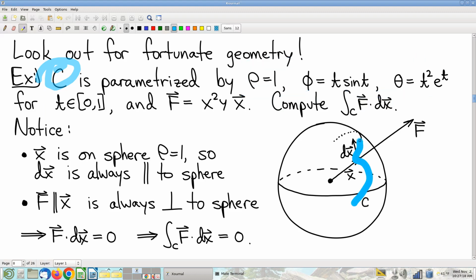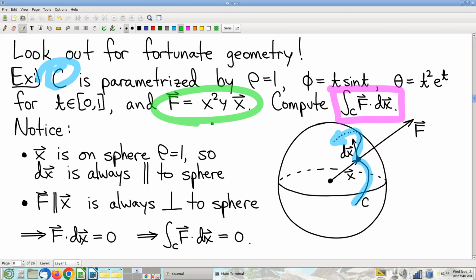But it's describing some curve, and I notice that curve is moving along the unit sphere here, because check it out, rho is always equal to 1. Okay. All right, and with that noted, we want to compute the vector line integral of, let's see here, I'll use green, this vector field.